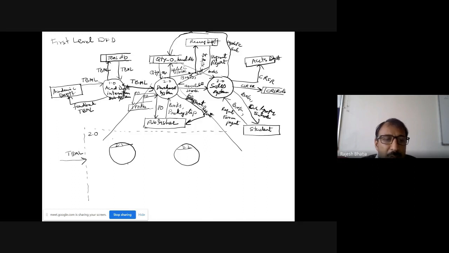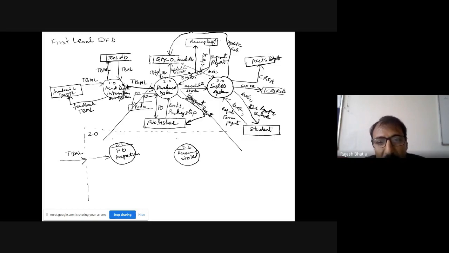Okay, now textbook master list has come to this process, and this process is, say, purchase order preparation. Okay, here it's, say, receiving department process. So it will be, say, receiving stock. Process name will always contain a verb because process is an action. So naming conventions also you need to take care of.